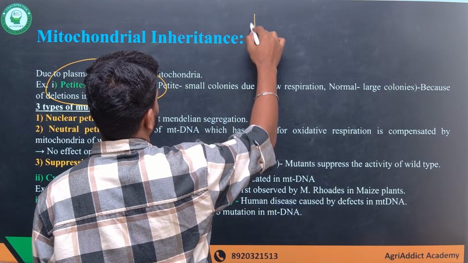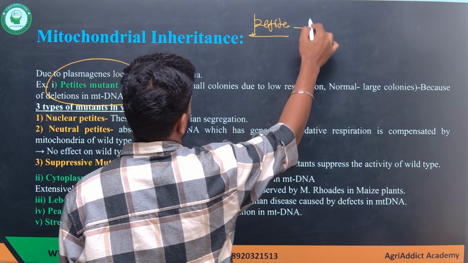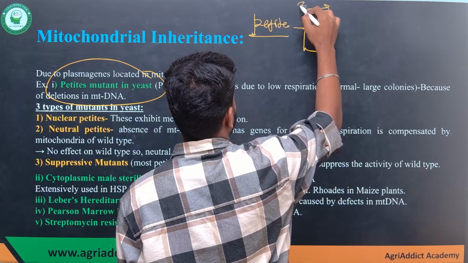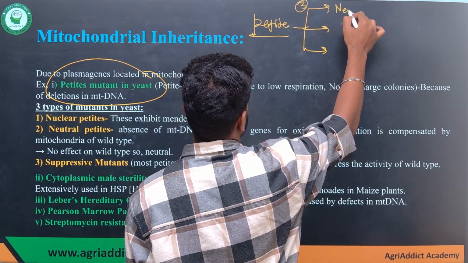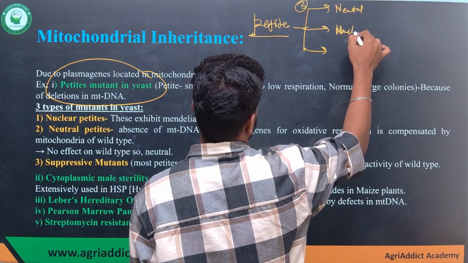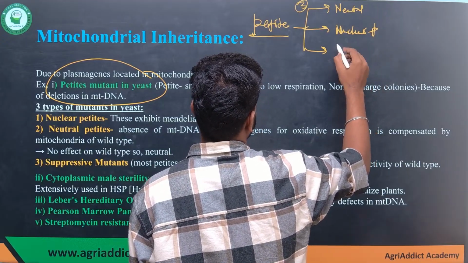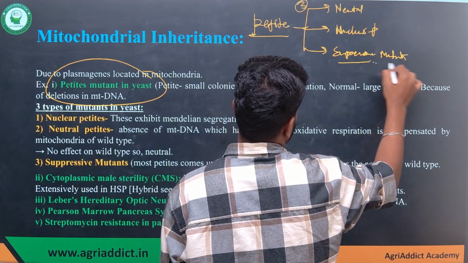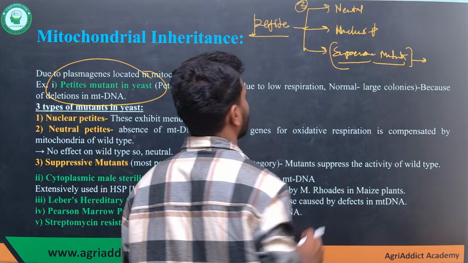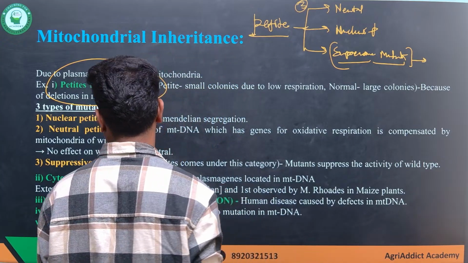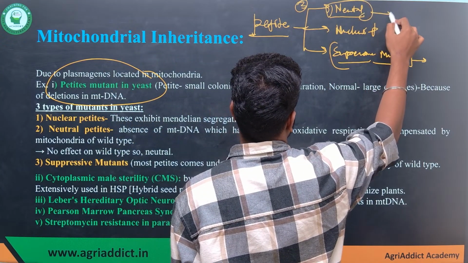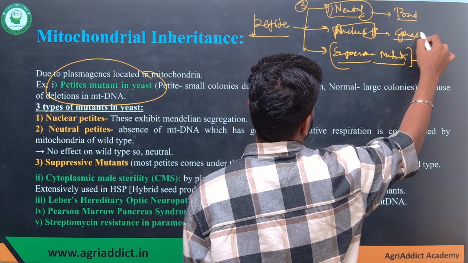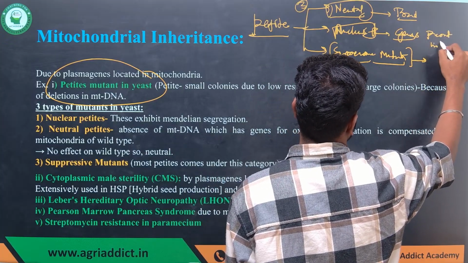When it comes to the petite mutant, remember these three important points. The petites, which are because of mitochondrial inheritance, are of three different types. What are the three types? One is neutral petites, the second is nuclear petites, and the third is suppressive petites or suppressive mutants. The third one is truly because of the mitochondrial genes, which have some effect. The other two, neutral, won't have any effect on the progeny trait, and the nuclear petites are because of genes present in the, as the name suggests, nucleus.